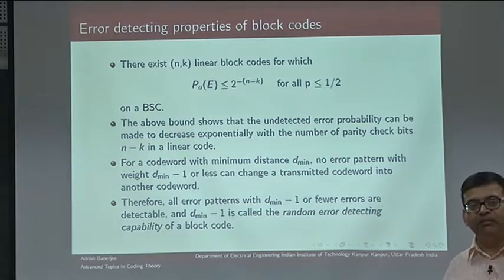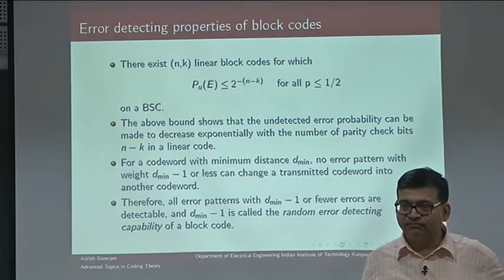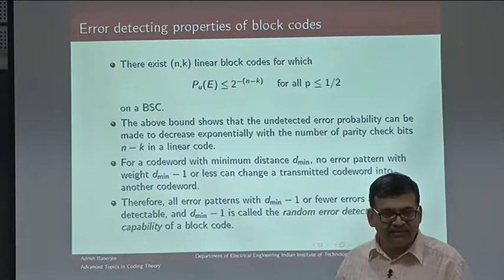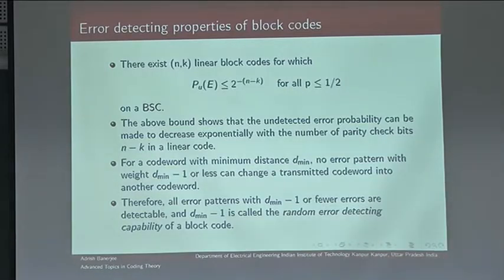For example, if the minimum distance of a code is even, then it can detect all odd weight error patterns. Why? Because whenever an odd weight error happens, it would not change it to any even weight pattern. So in some cases you can detect more than that. But if your minimum distance is d min, you are guaranteed to detect d min minus 1 errors. That is because no error pattern of weight d min minus 1 or less can change it to a valid code word, because the minimum separation between two code words is d min.